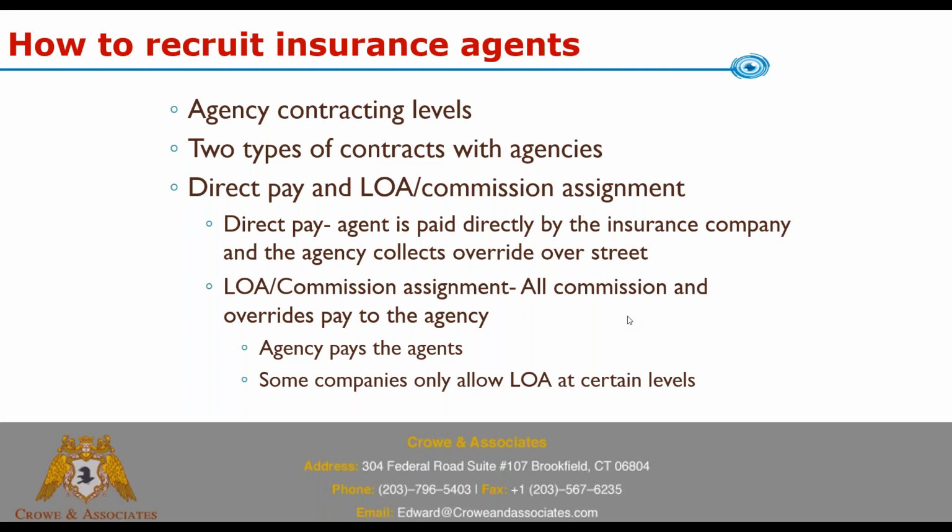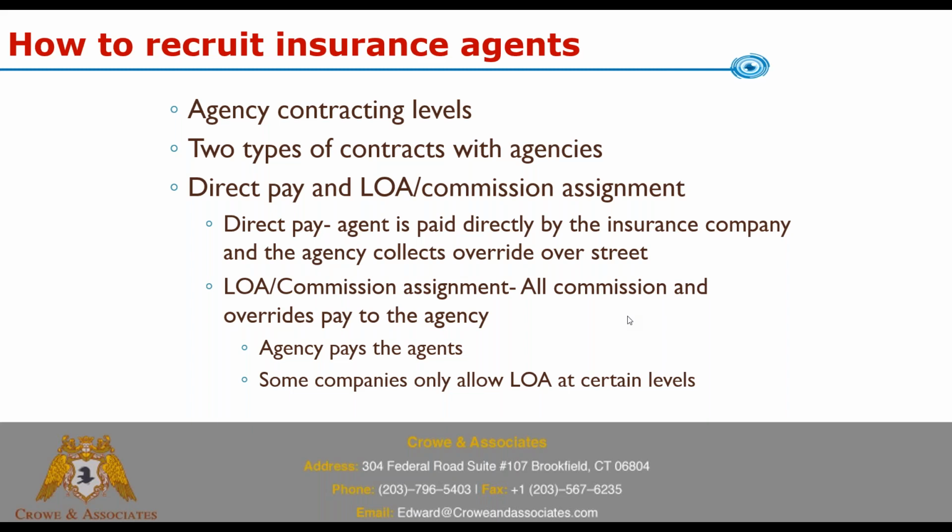So the difference between LOA and commission assignment is some companies at a GA or MGA level contract will let you LOA an agent. That means all the agent's commission, when they write, plus their overrides, pays to you or the agency, and you then pay them. Versus some companies won't allow an LOA until you get to a much higher agency level contract. So as opposed to an official LOA, you have to do a commission assignment.